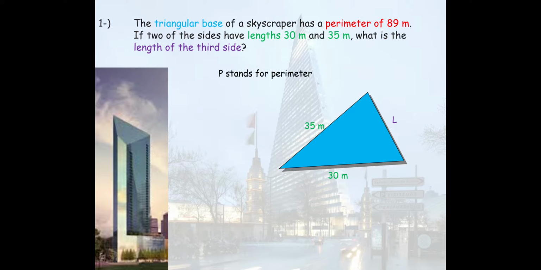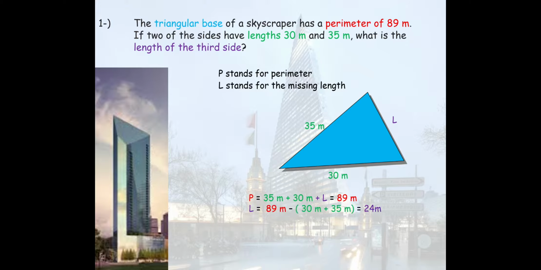In order to do this, P stands for perimeter and L stands for the missing side length, as you see. So perimeter is equal to 35 plus 30 plus the missing length L, which gives me 89. Therefore, L is equal to 89, which is the perimeter, minus the sum of the other two sides. And therefore, L is equal to 24 meters.